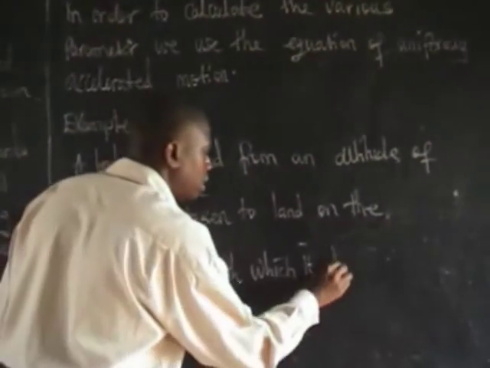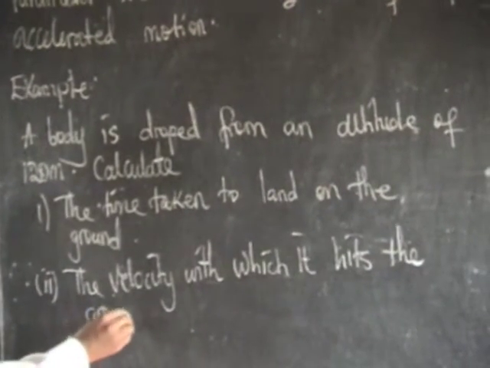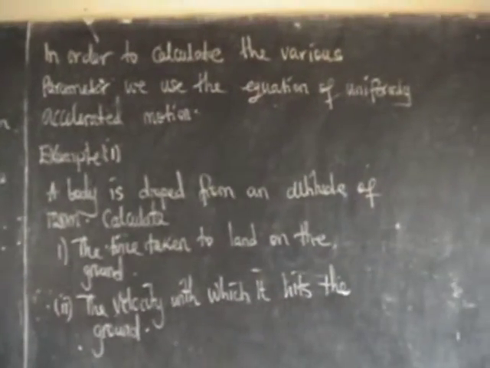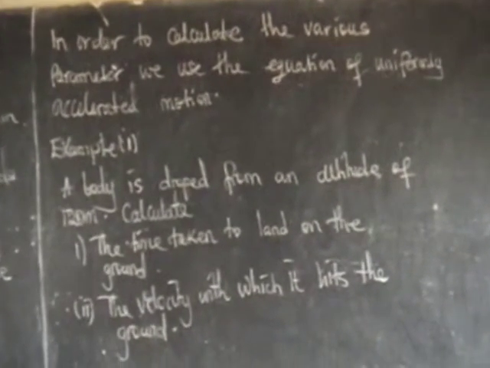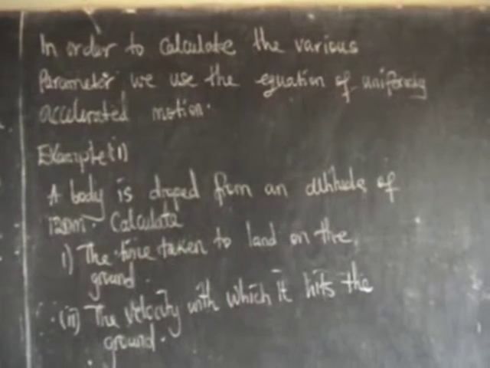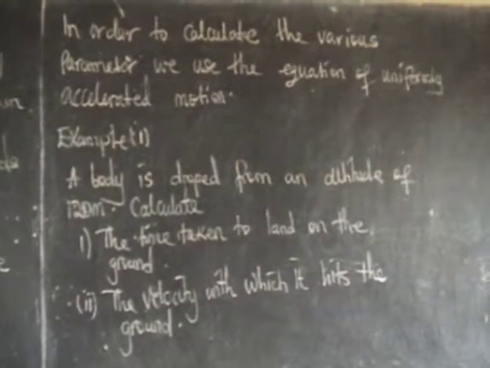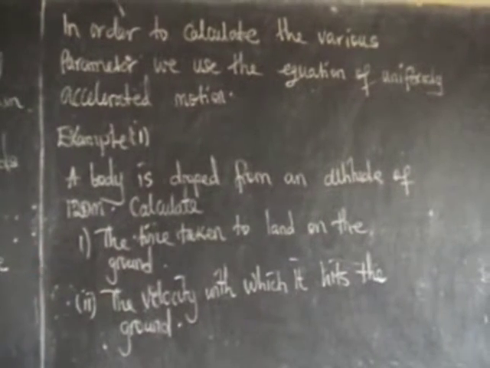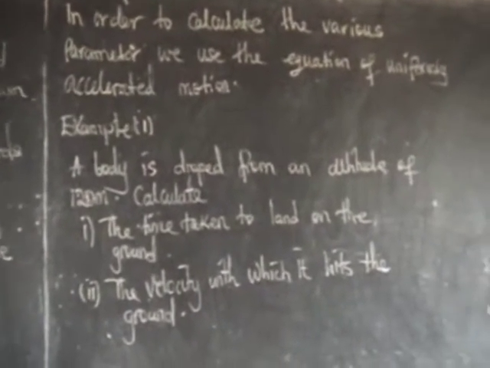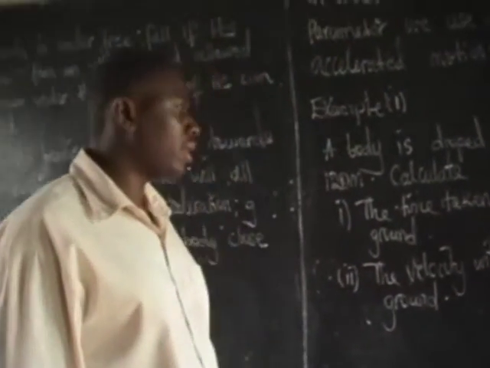So this is going to be our first example. A body is dropped from an altitude. When we talk of an altitude, it's going to be the distance measured from the Earth's surface for a body. So a body is dropped from an altitude of 120 meters. Calculate one, the time taken to land on the ground. Two, the velocity with which it hits the ground.